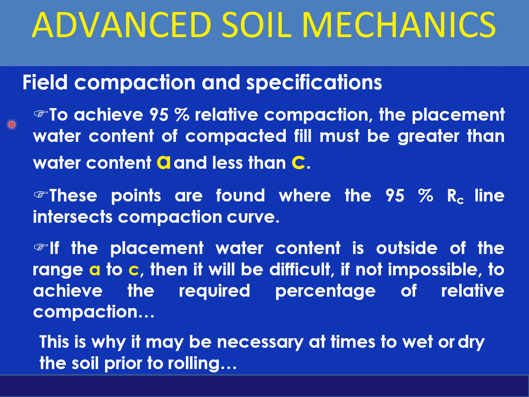Field compaction and specification, some important points are written over here. To achieve 95% relative compaction, the placement water content of compacted fill must be greater than water content A and less than C. So this is the range from A to C. These points are found where the 95% R sub C line intersects the compaction curve. If the placement water content is outside of range A to C, then it will be difficult, if not impossible, to achieve the required percentage of relative compaction. This is why it may be necessary at times to wet or dry the soil prior to rolling.